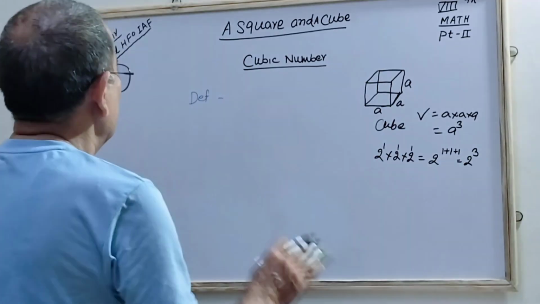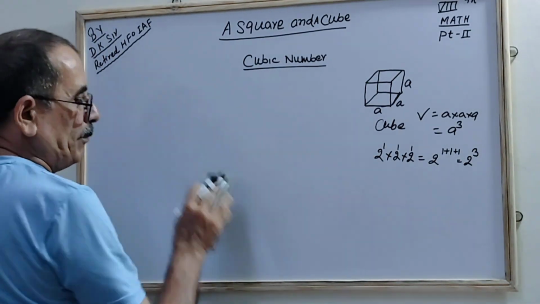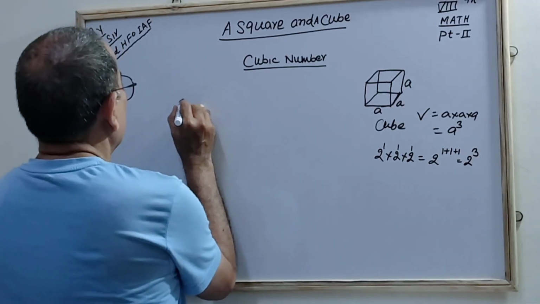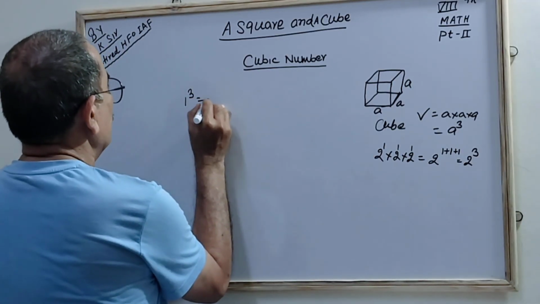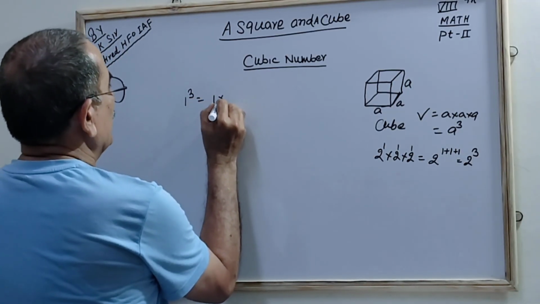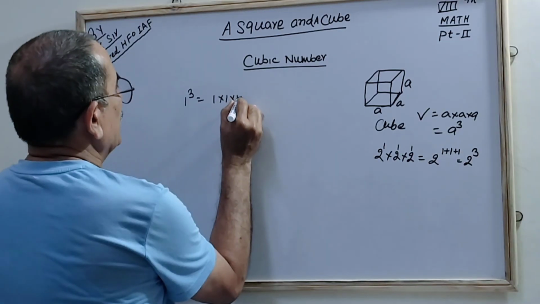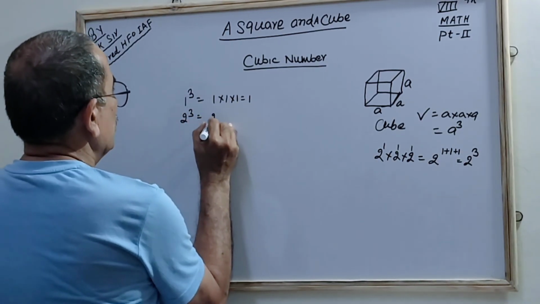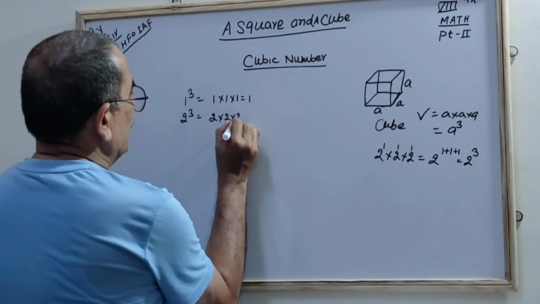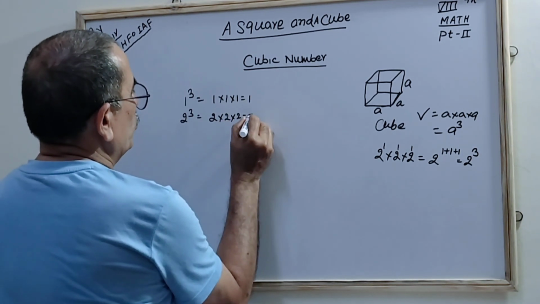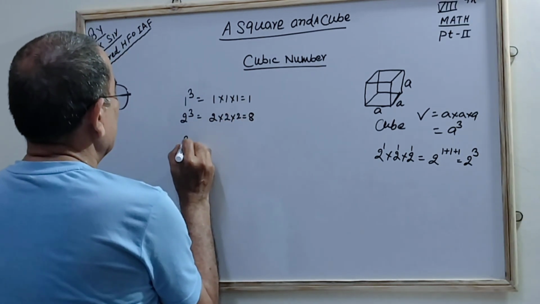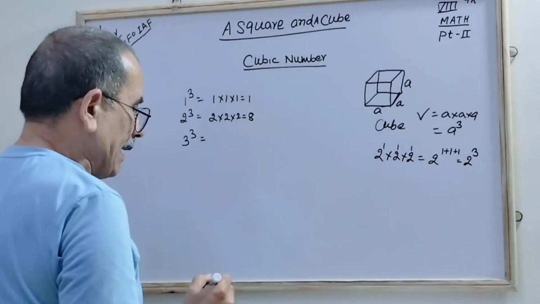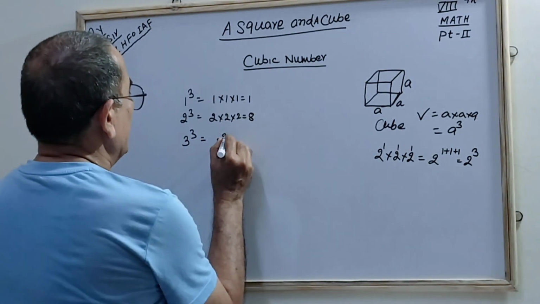Before that we will see a few examples of cubes. The 1 cube is equal to 1. Correct? It's 1 into 1 into 1, it becomes 1. The 2 cube is 2 into 2 into 2, it becomes 8. Correct? Then 3 cube. In the same way, you multiply 3 three times, it is going to become 27.